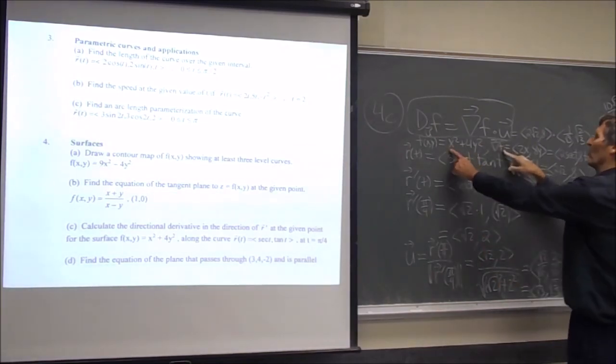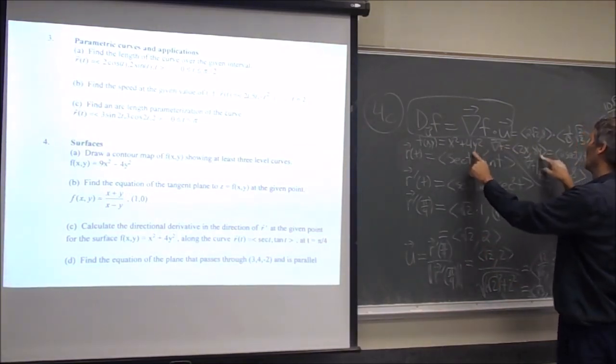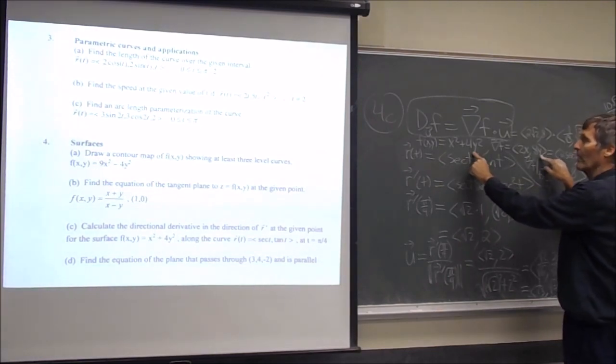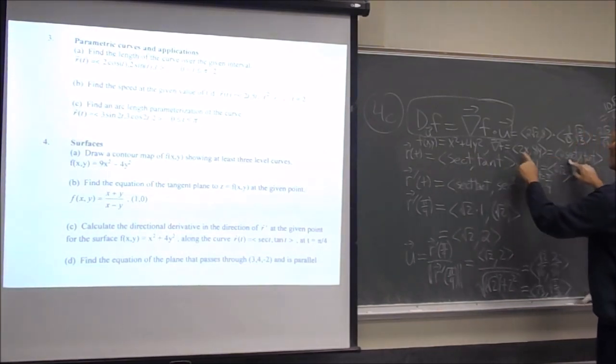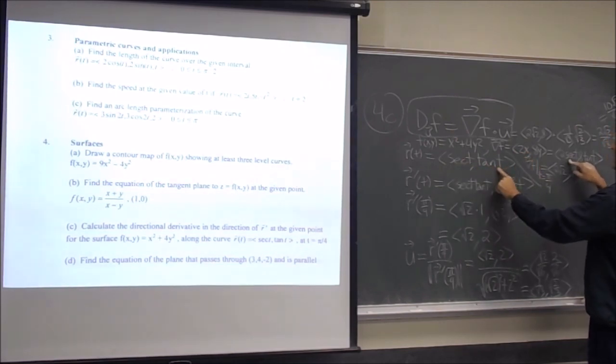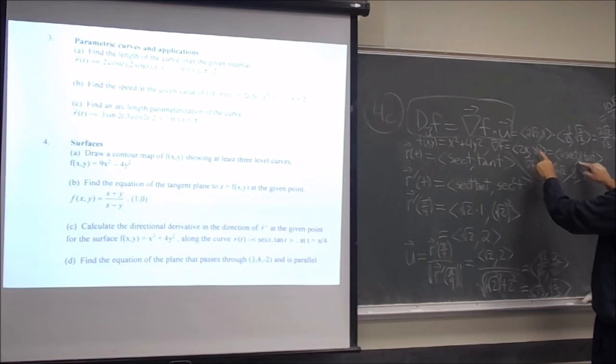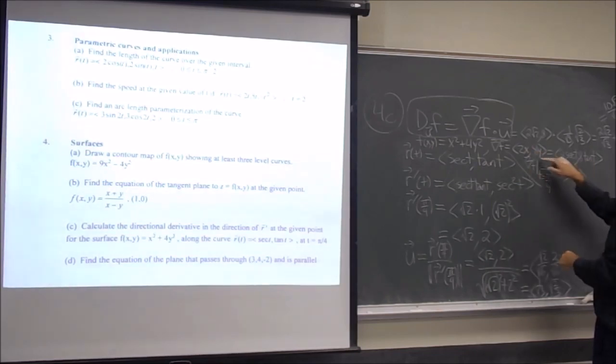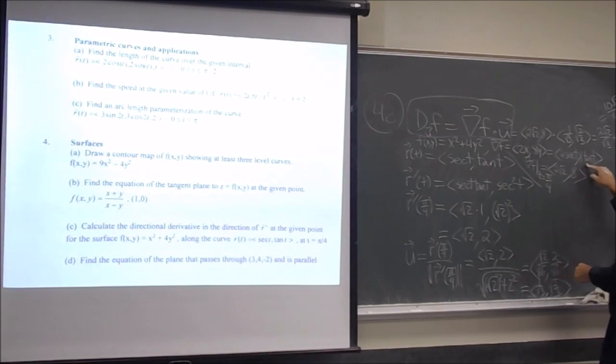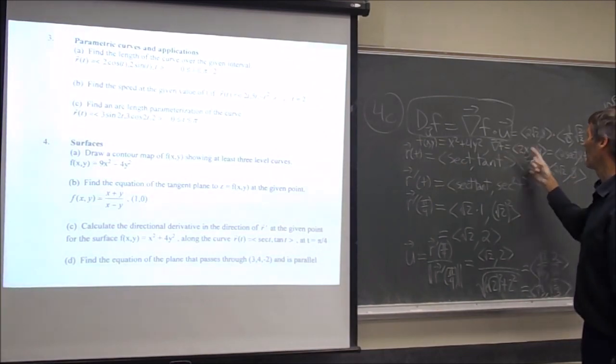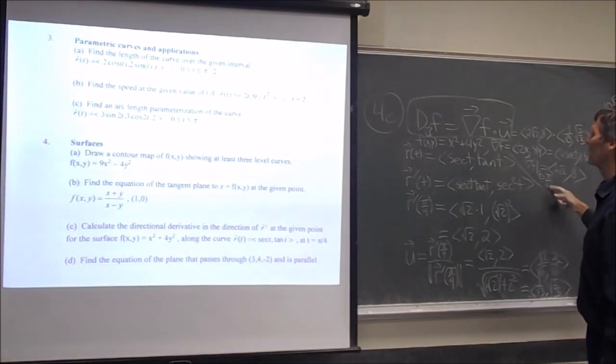The gradient of f is just the vector of partial derivatives, 2x and 8y. Now I want the gradient at the point where I'm finding the derivative, so since I'm moving along the curve secant t, tangent t, I'll replace x with secant t and y with tangent t. And so gradient of f is just this vector, 2 secant t, 8 tangent t. And at the point where t equals pi over 4, that's where we're finding the slope of the tangent line. So I put in pi over 4, get secant is square root 2, and tangent is 1. So there's the gradient of f at the point in question. Take the vector of partial derivatives, put it in terms of t, and plug in t equals pi over 4.